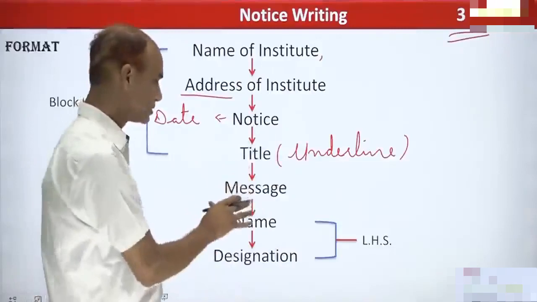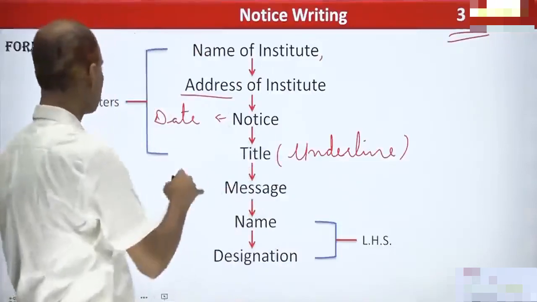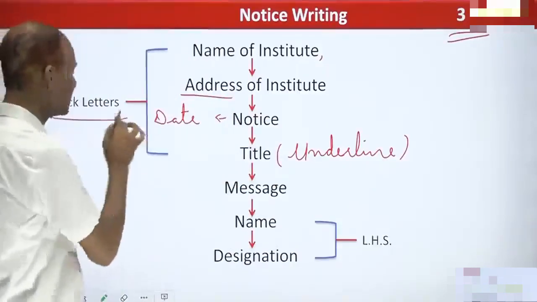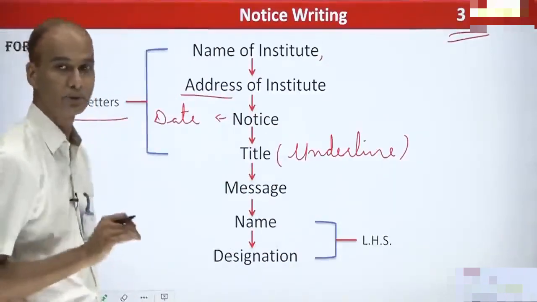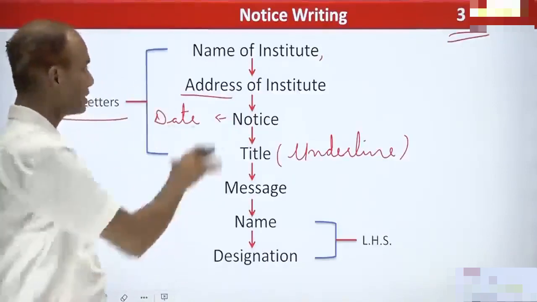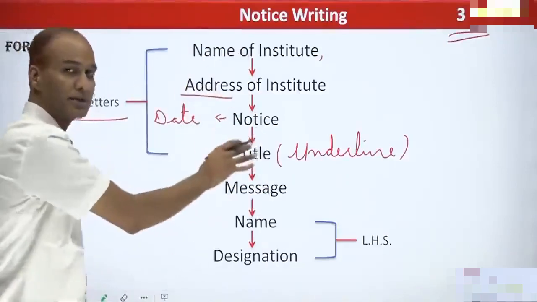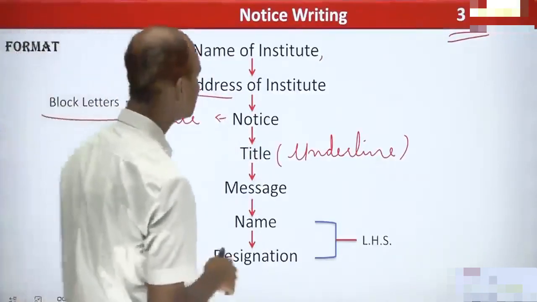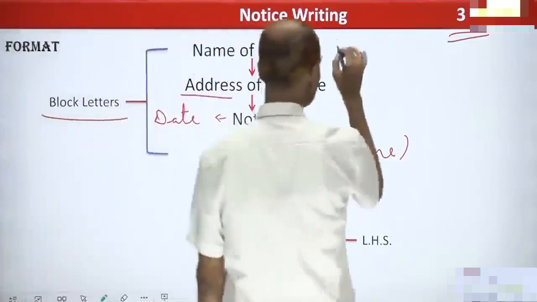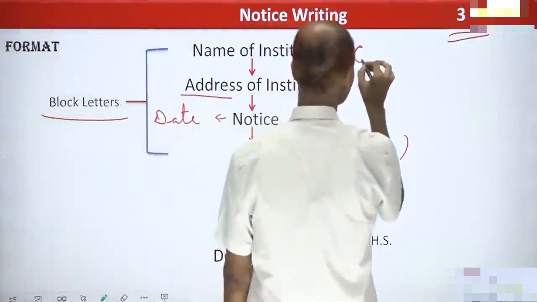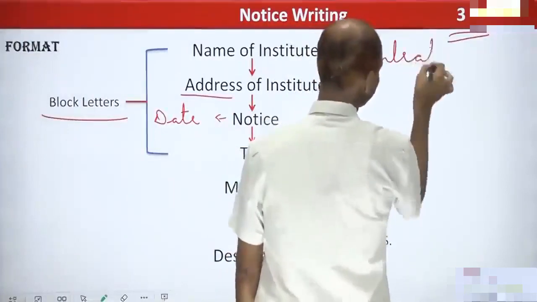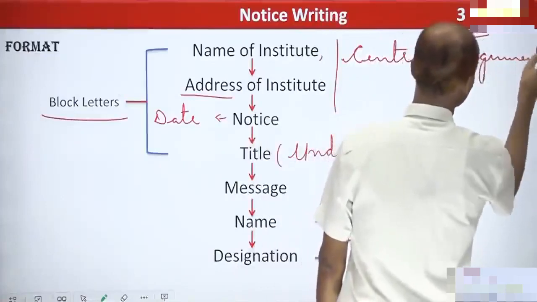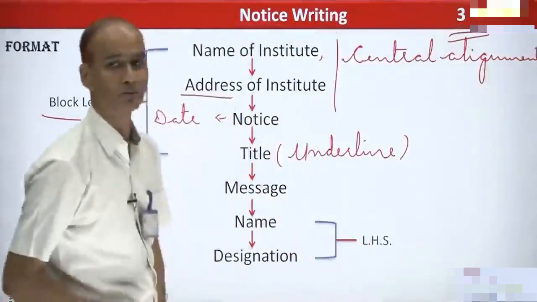And then message. Now, all these things from name to title should be in block letters. That is quite important. So you must follow this pattern, that up to this title, everything should be in block letters or capital letters. And then you have to follow one more thing. I'm writing that here, that is central alignment. So central alignment is to be followed, right? This is also quite important.